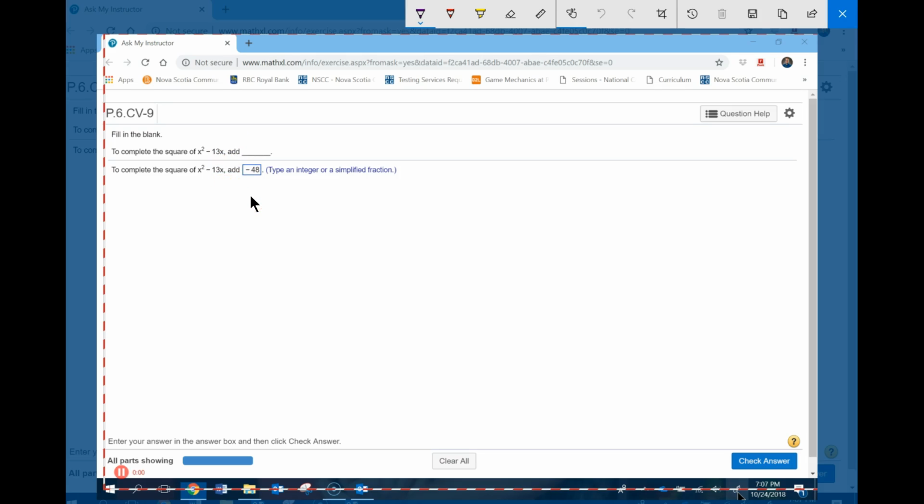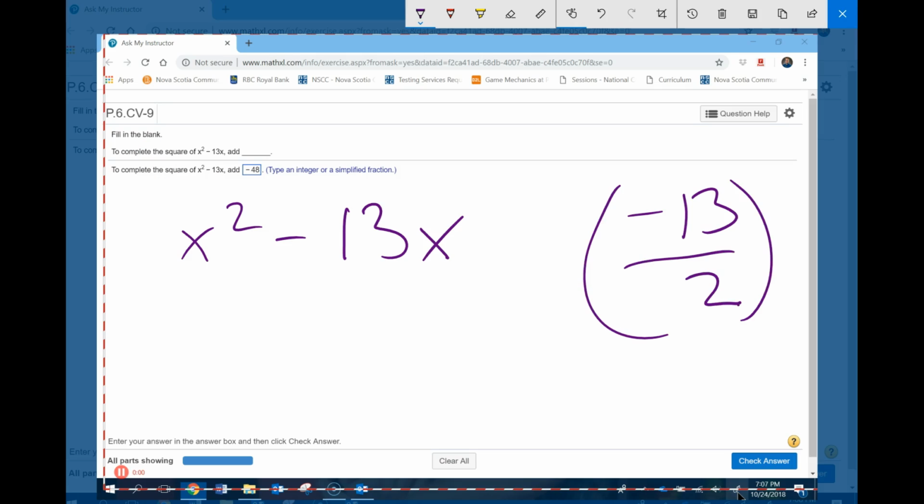The reason for that is, let me geek out about it, and let me do it first, and then we'll geek out about it. So the middle term here is minus 13. We're going to take that term, minus 13, take half of it, and then square it.